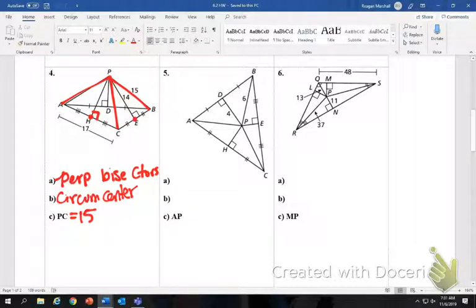And again, you should have known automatically this was not an incenter because the point was not inside of the triangle. It was outside of the triangle.